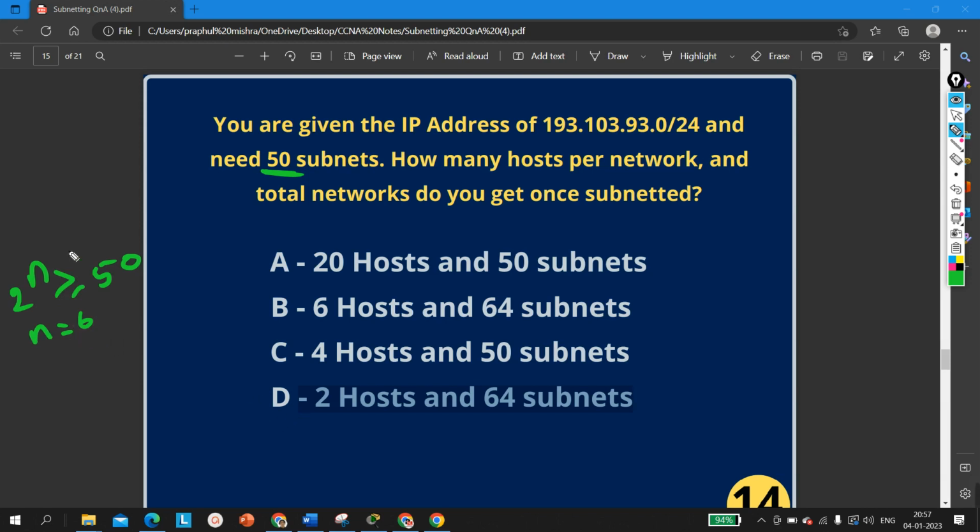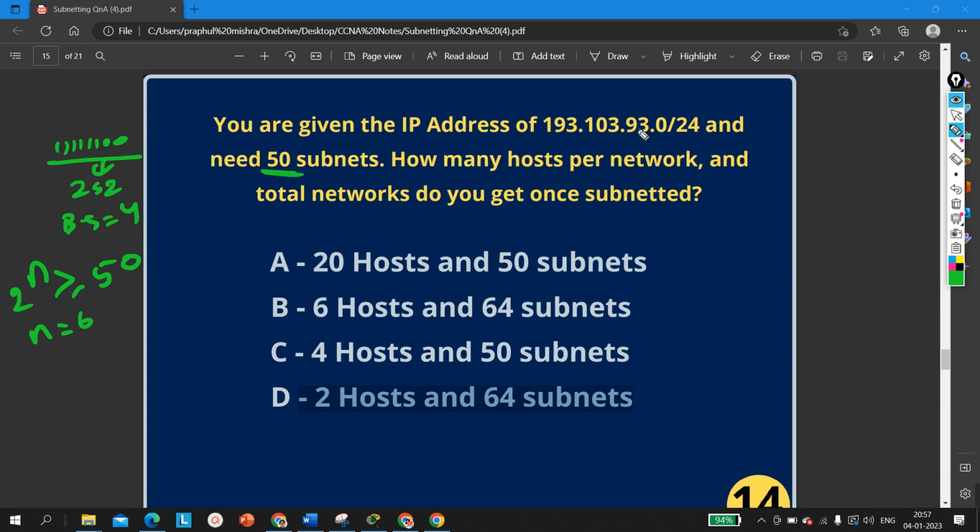Tell me, if in an octet there are 6 network bits, what will be the subnet mask? 252. Right? So the block size will be 256 minus 252, which is 4. Block size is 4.